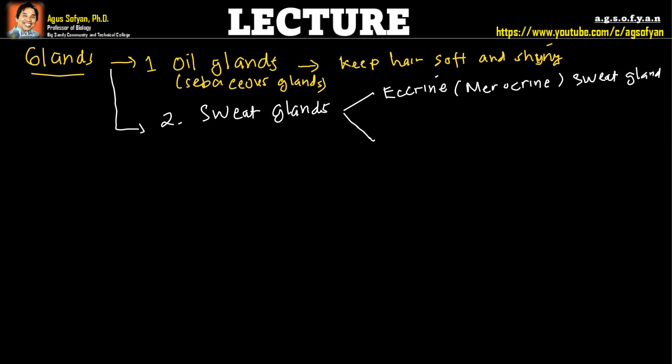And the primary function of this eccrine or merocrine sweat gland is to produce the sweat that will lower our body temperature. Okay, to control body temperature.